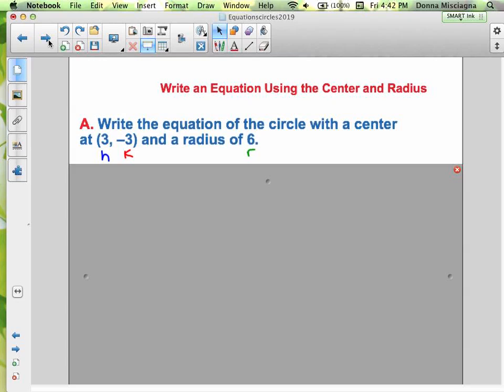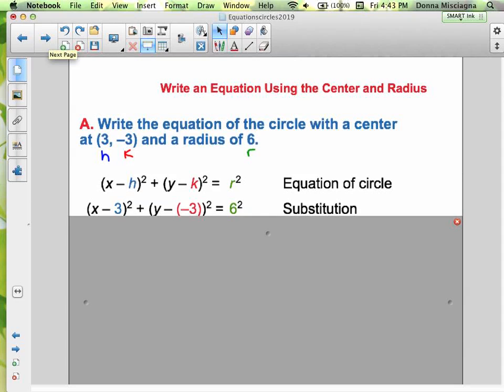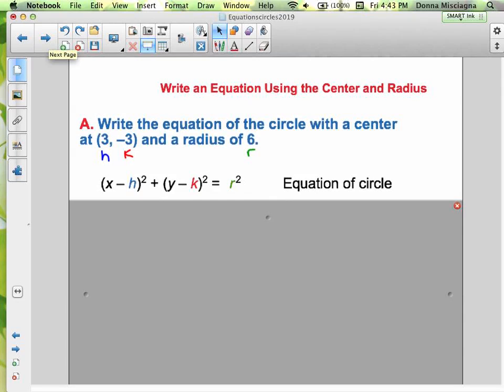Right, so we want to write the equation of the circle with the center at 3, negative 3, and a radius of 6. Right? So h is always the x-coordinate of the center, and k is always the y-coordinate of the center. And then there's just the radius. All right, so here's our formula: (x minus h) squared plus (y minus k) squared equals r squared. We simply substitute the 3, the negative 3, and the 6.